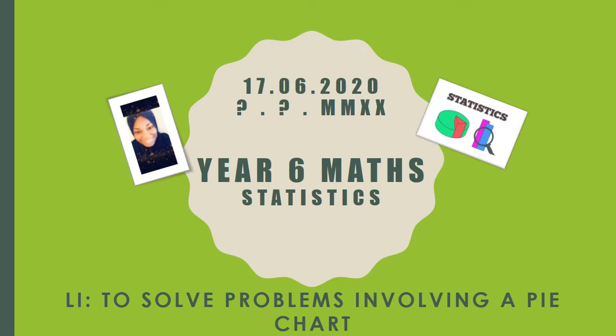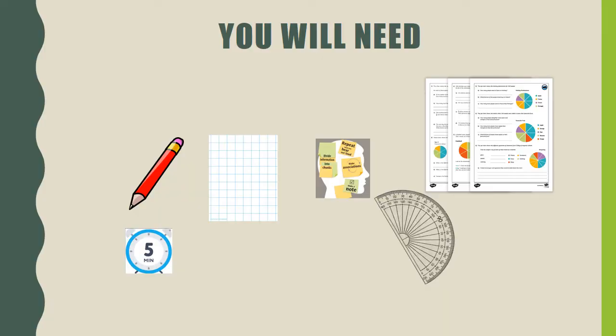Our learning intention, as I said, is to solve problems involving a pie chart. So write that down. Remember to write your date in Roman numerals, and we will begin. For today's lesson, you'll need a pencil, paper, your thinking hats, and the worksheet that was emailed to you this morning. You may need your protractor, so it's good to have it on hand, and you'll need a 5-minute timer.